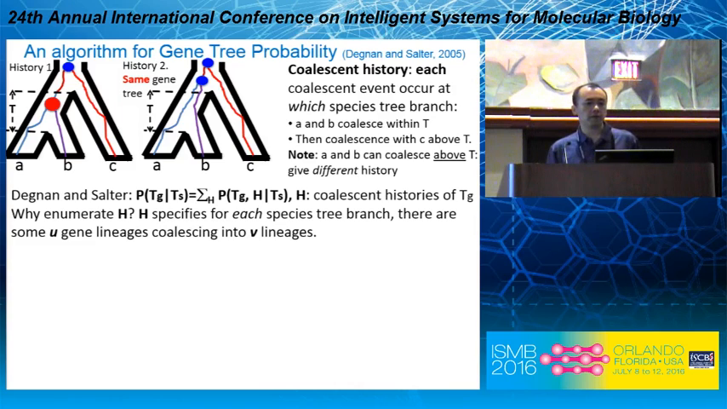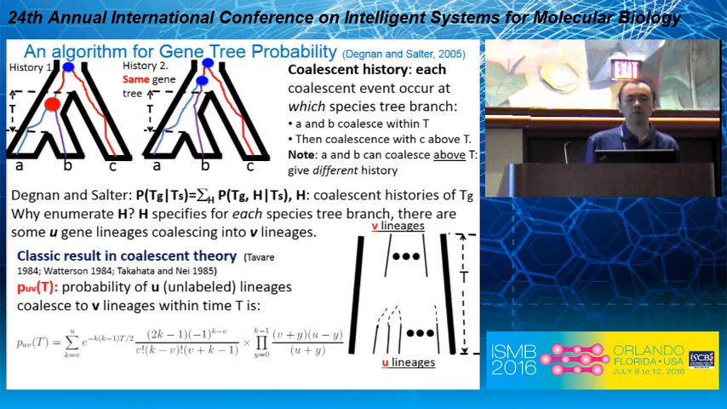The approach by Degnan and Salter is that they simply enumerate all the possible coalescent histories, which is called H. Then they use the law of total probability, and you can use a very simple formula to compute the gene tree probability. The reason they have to consider the coalescent history is due to the following main result, a classic result in coalescent theory. If you're given a particular coalescent history, you have fixed, for every species tree branch, how many lineages are at the bottom of this branch and how many lineages are at the top of the branch.